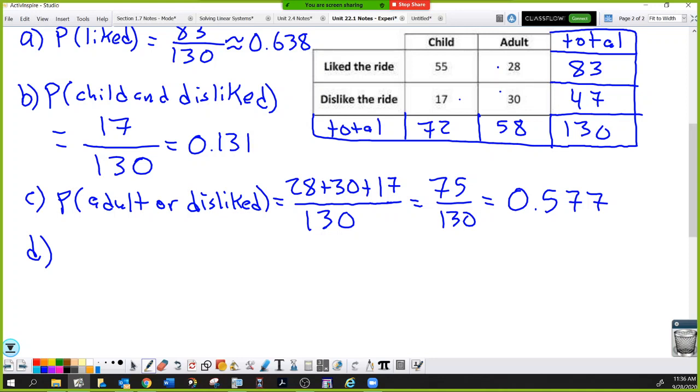So what did you do now? Why did you choose the denominator of 72? Right. Because it said given that you were looking at children. The secret is whatever information is given will be your denominator every single time. So if I say given that it's a child, I can only look at the children here, the column of 72. And then we said, what is the probability that they like the ride? And you said 55. Good. What this tells us is about 76% of the kids like the ride. That's important information for a theme park, right? They go, ooh, kids like this ride.